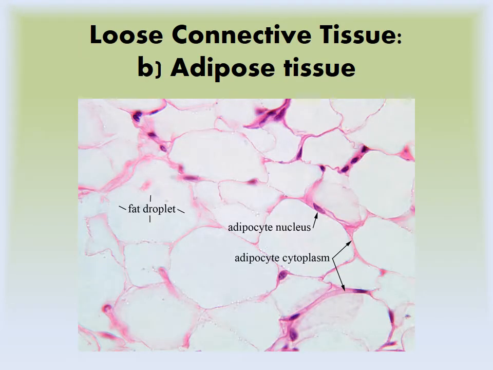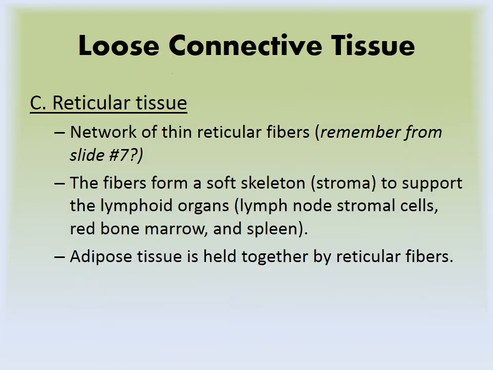This here is what adipose tissue would look like microscopically. So you can see the fat droplet. There's a nucleus in there, adipocyte nucleus, and cytoplasm as well. So that's what it would look like microscopically.